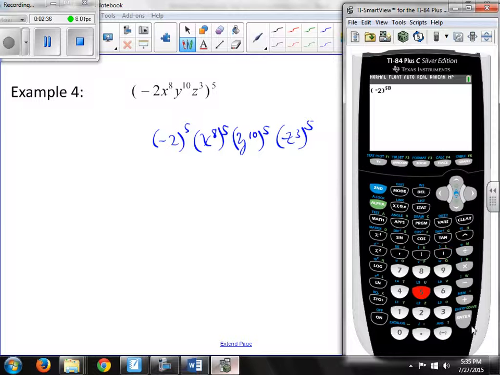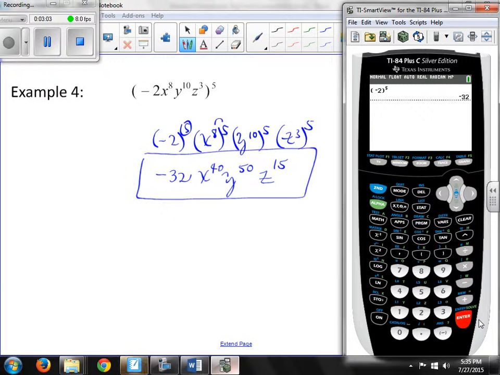raised to the 5th, which would be negative 32. When you raise a negative number to an odd power, it always turns out to be negative. Then we'll have x to the 8 times 5, which would be x to the 40th. We'll have y to the 10 times 5, which would give us y to the 50th. And we'll have z to the 3 times 5, which would give us z to the 15th. Final answer on that one.